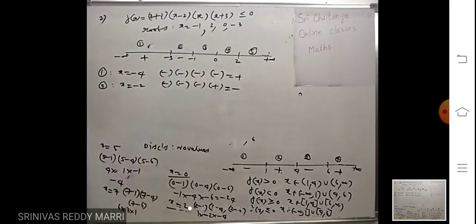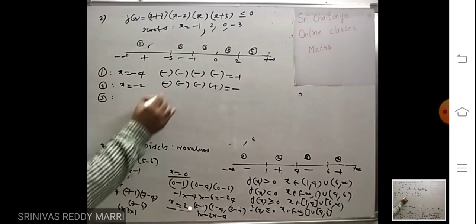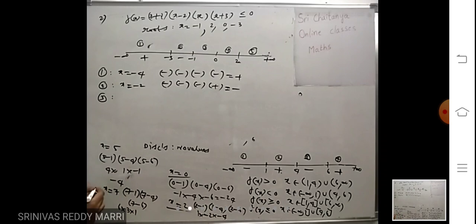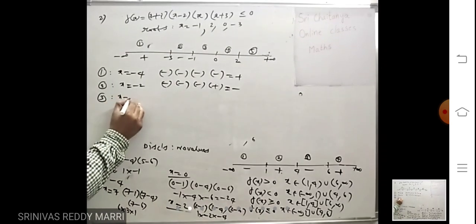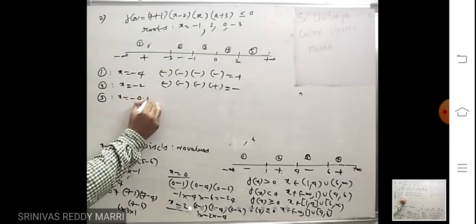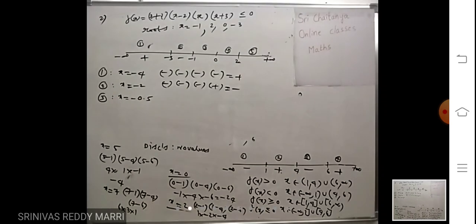Of course, you are getting alternate signs, but it is not necessary. That's why check. Look at the third interval, minus 1 to 0. Minus 1 to 0 means what is the value? Minus 0.5. It is not necessary to take an integer, you can take anything.